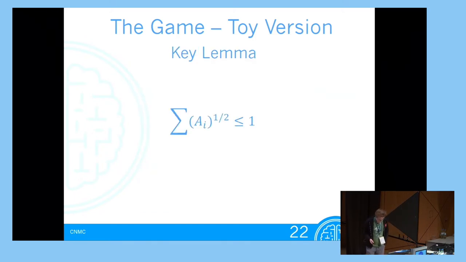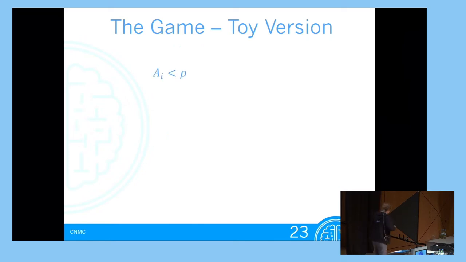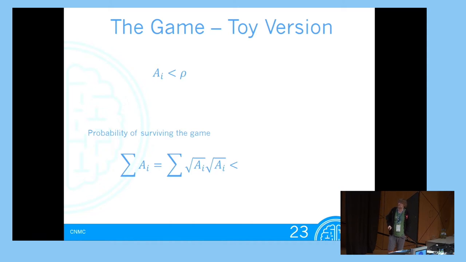You can get it in this case from Cauchy-Schwarz, that the sum of square roots of the Ai is less than or equal to 1. OK, and how do we use it? Again, I assume you actually want to win this game, so you cut it in a way that the Ai are less than rho. And what's the probability of winning this game, or surviving this game? Well, it's the probability that the randomly selected point ends up in one of your fields, right? And that's exactly equal to the size of the fields. So this is the probability that you will survive this game. Or we can write it this way, nothing clever.